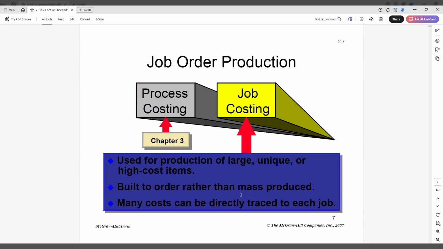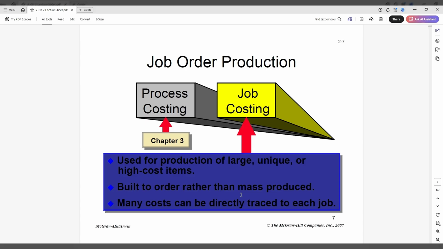So if customer Smith is having us create a certain type of wedding invitation, using a job order costing system is beneficial when we can look at customer Smith's order and say, okay, here's all the paper that we used for that specific unique job, and it cost us this much. Here's all the labor that went into creating customer Smith's job, and the labor costs were this much. And then compare that with process costing, which we'll chat about in chapter 3.